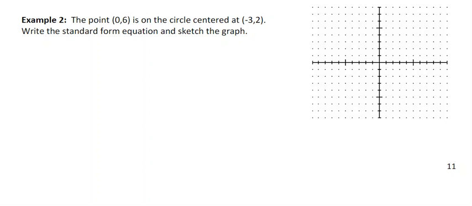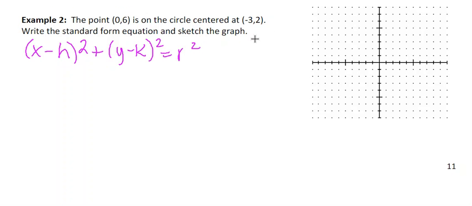Hi guys, this is example 2 on page 11. In example 2 and example 3, you're going to have to write equations in standard form for a circle. I'm just going to remind you one more time what standard form for a circle is: (x minus h) quantity squared plus (y minus k) quantity squared equals your radius squared. A reminder that the center is (h, k).